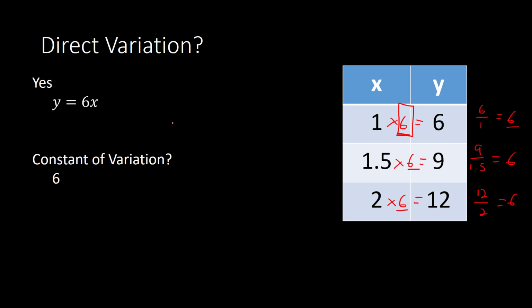Now, for this to be directly proportional, each of these numbers needs to be the same. Times 6, times 6, and then times 6. If one of these were different, then it would not be directly proportional.